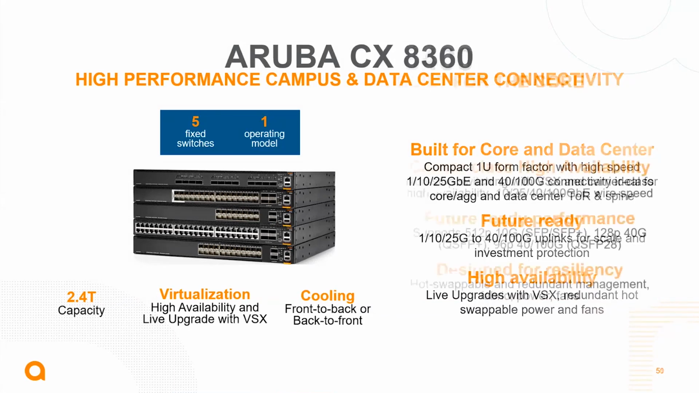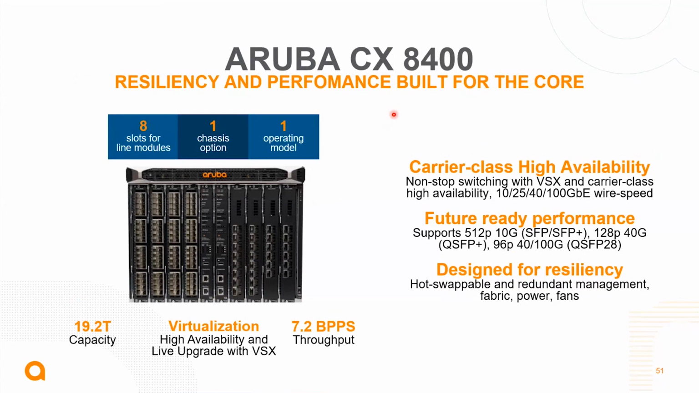The last is the 8400. The 8400 is our campus core, and we can also use this for aggregation. You can use it also for data center. As mentioned, this is just the same as the other switches, but it has an 8-slot chassis that can provide you with a 19.2 terabyte switching capacity. So you can just choose whichever switch I mentioned earlier.